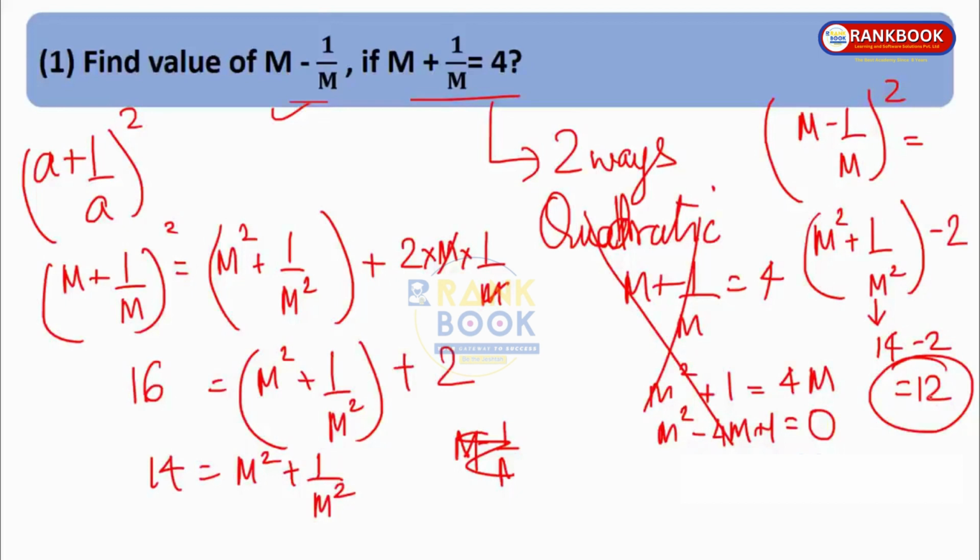So now we need to find out m minus 1 by m. What will it be? Let us see. m minus 1 by m would be nothing but 2 root 3, because 12 is nothing but what? 4 into 3, okay, and root of 4 is 2, so the answer is 2 root 3.